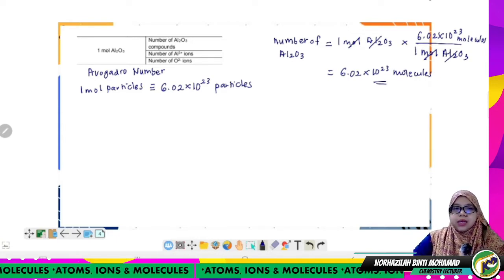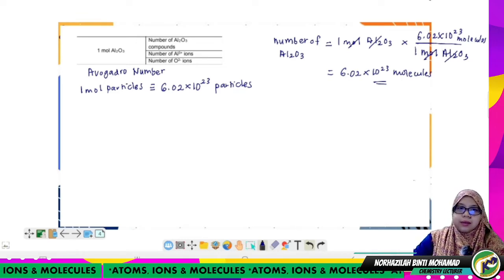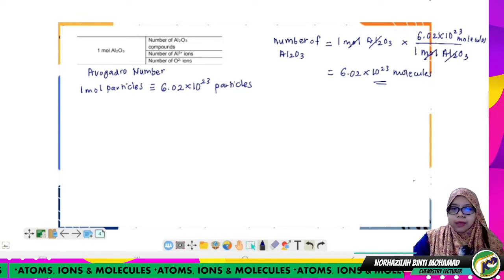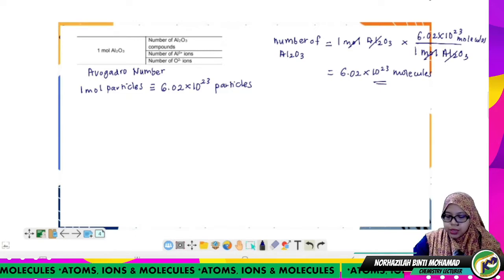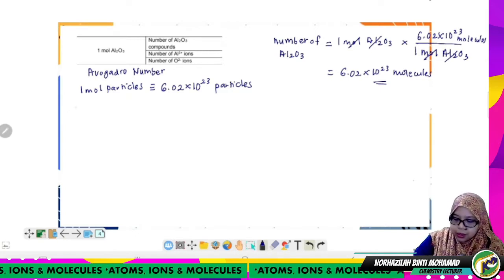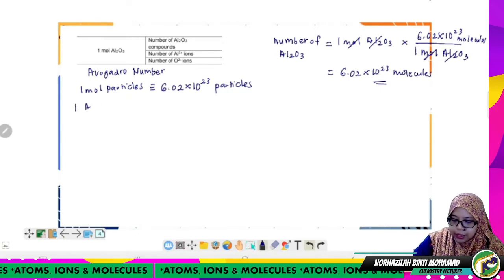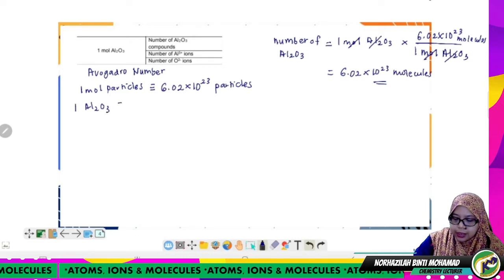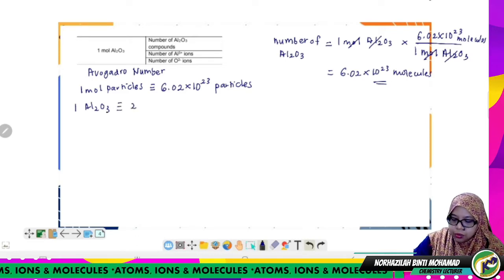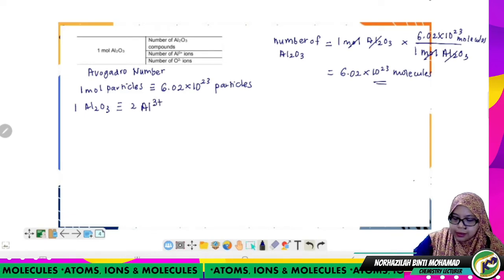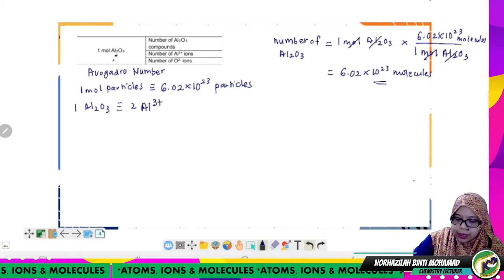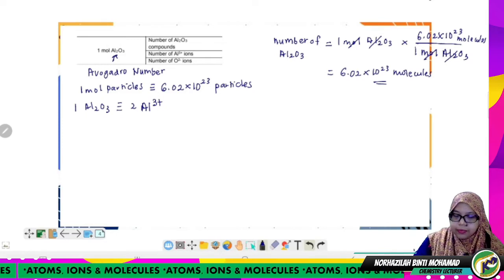How about the second question? It asks us about the number of aluminium ions. In the formula, 1 aluminium oxide contains 2 aluminium ions. Is it correct? Okay, it is written here.